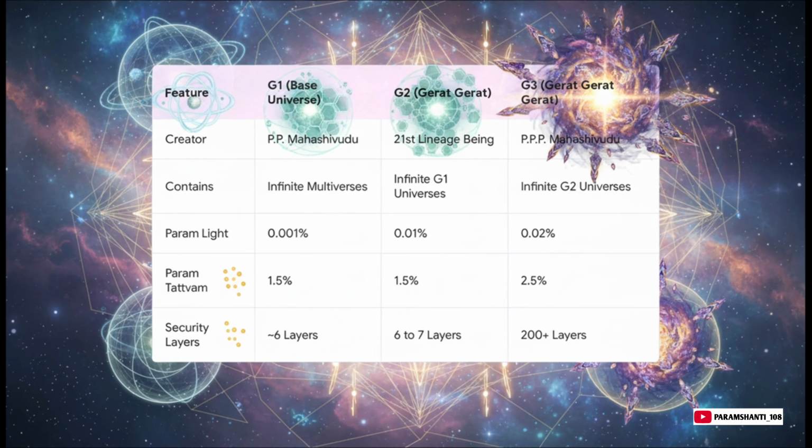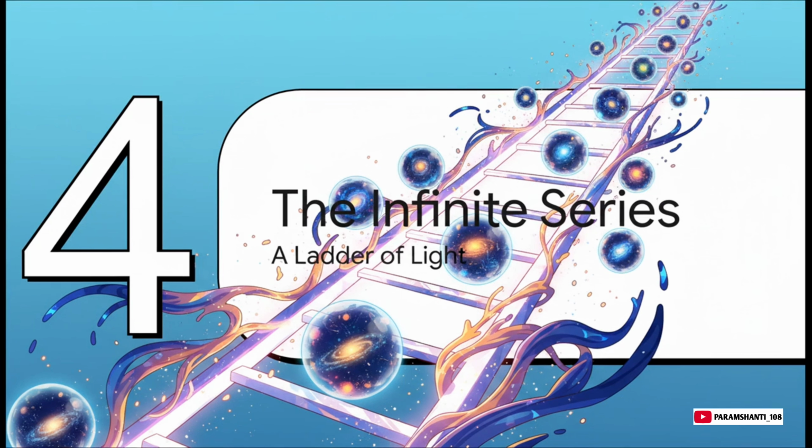Just look at how everything scales up. The number of security layers, for example, jumps from around 6 in a G1 all the way to over 200 in a G3. And check out the Param light. It increases tenfold from G1 to G2, and then it doubles again in G3. The higher you go, the purer and more complex creation itself becomes. But the pattern doesn't stop there, not even close.